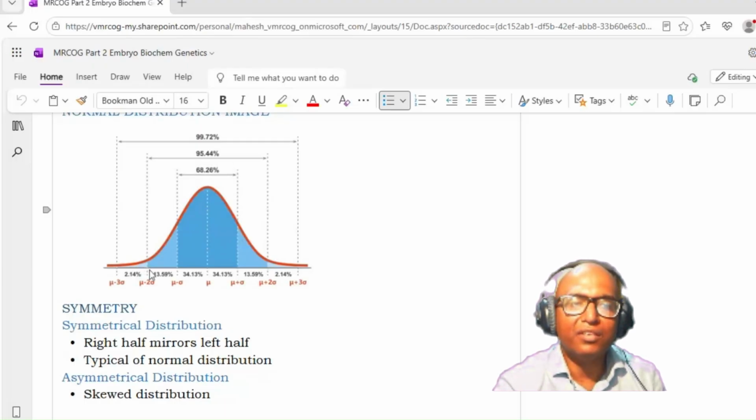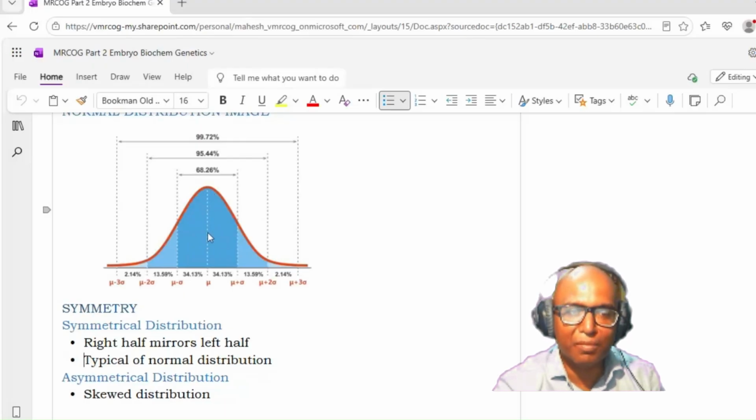Then plus minus 2 SD will cover 95% of the observations. This is the mean, this is plus 2 SD, and this is minus 2 SD. Between these, 95% of your observations will lie, and only 5% will be outside. That means 2.5% on this side and 2.5% on this side. I hope you understand this.